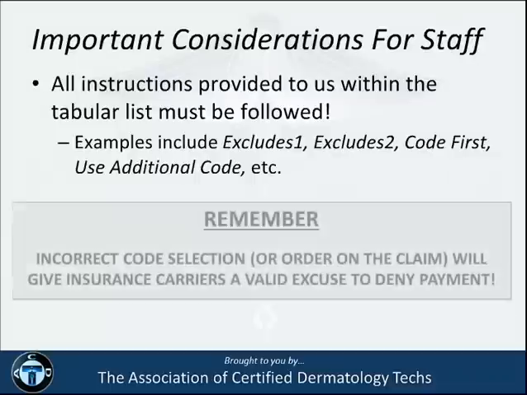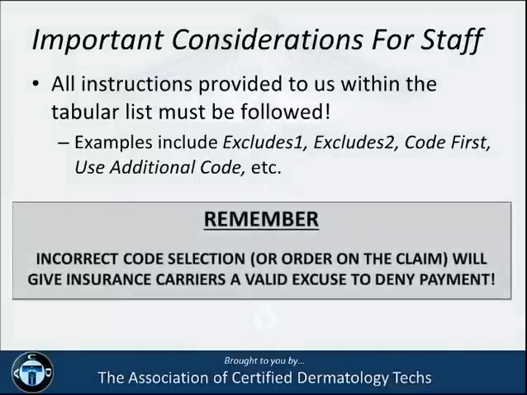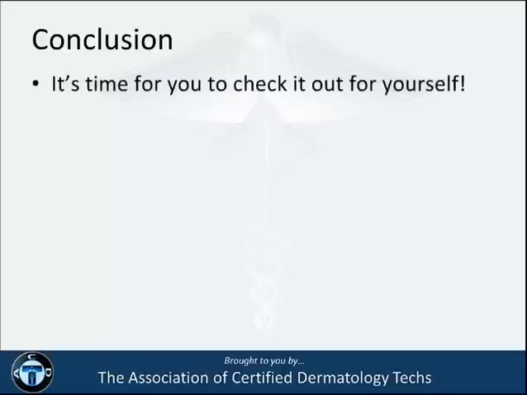Taking a cynical view, remember this: incorrect code selection, or sometimes even incorrect placement of those codes on the claim, will give private insurance, as well as Medicare, Medicaid, etc., a valid excuse to deny payment. Again, it's a bit cynical, but it stands to reason that the more excuses there are to deny payment, the more payments we're going to see get denied. The best approach for us will be to follow the instructions provided, select the correct code, and if applicable, place it in the correct order on the claim, and not give them an excuse to deny a claim in the first place. And now it's time for you to check it out for yourself.